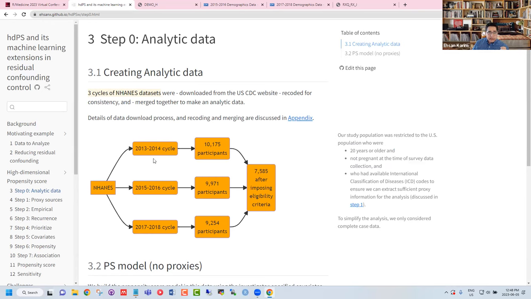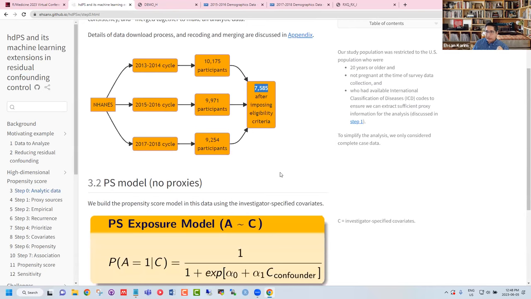And after merging all of these data sources from different components and merging all of the information from different subjects that adhere to these restrictions, we obtained more than 7,000 patients. And we are going to use these 7,000 patients to show you the implementation of high dimensional propensity score.